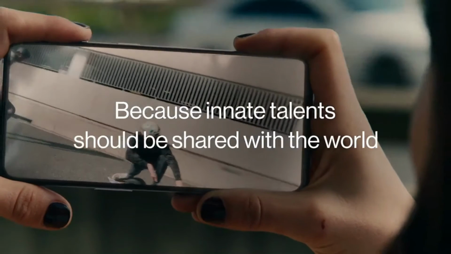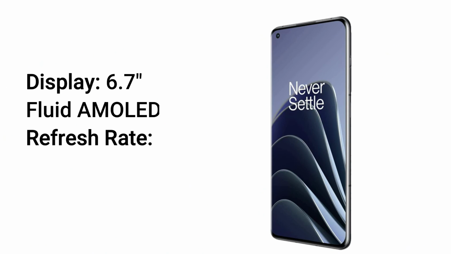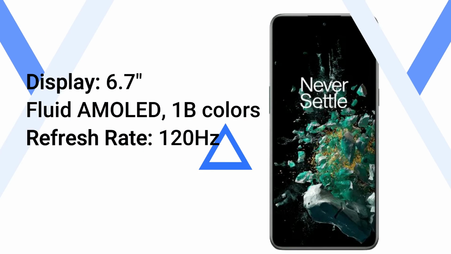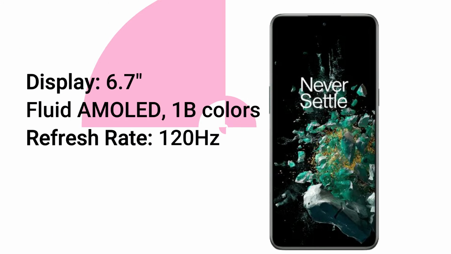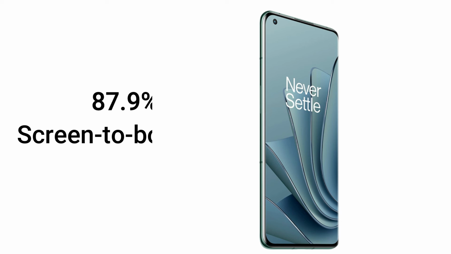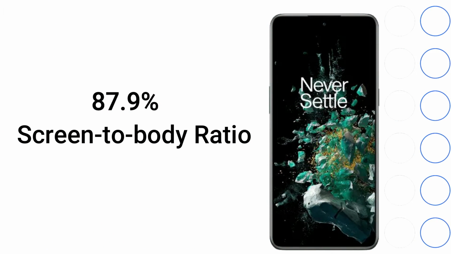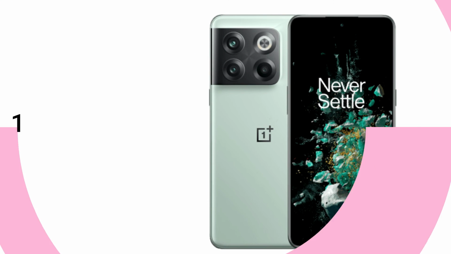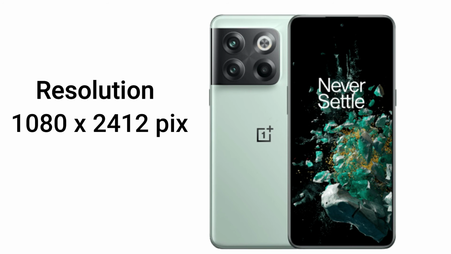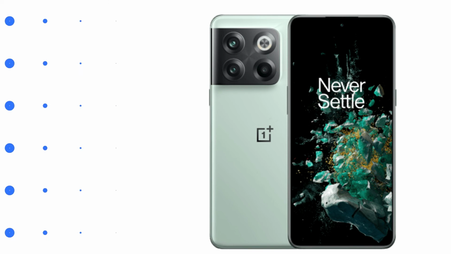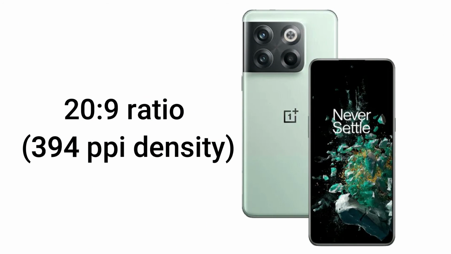The display of the smartphone is 6.7-inch full AMOLED, 1 billion colors, and the refresh rate of the display is 120 Hz. The screen-to-body ratio of the display of the smartphone is 87.9%. The resolution of the display of the smartphone is 1080 by 2412 pixels. The PPI density of the display of the smartphone is 394.